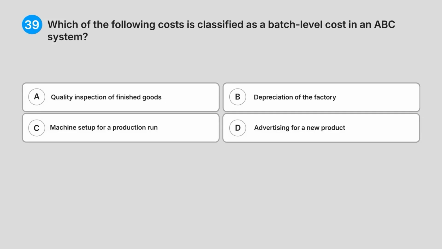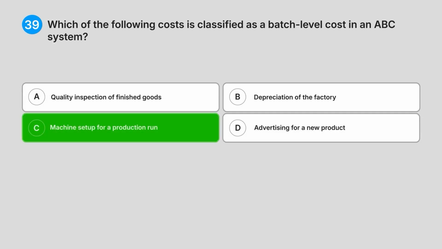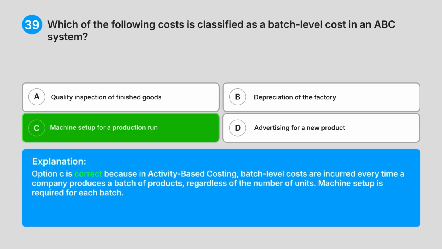Correct answer, C. Machine setup for a production run. Explanation. Option C is correct because in activity-based costing, batch-level costs are incurred every time a company produces a batch of products, regardless of the number of units. Machine setup is required for each batch.